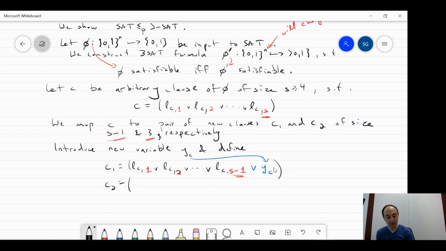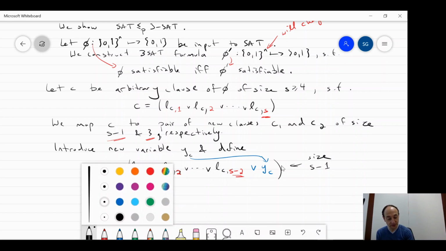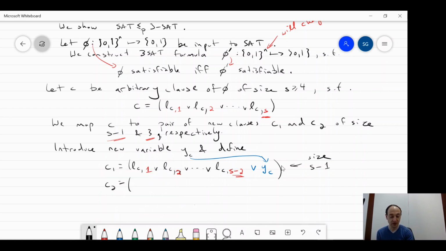And in the other one, I went a little bit too far, I could actually strip off 2 variables, which is more efficient. So I'm going to remove the last 2 variables. Now the size of this clause is s minus 1, because I have s minus 2 terms here, and then I have the new variable I added. And what about this one? Well, this one will have the 2 variables I stripped off. So here's your s minus 1.